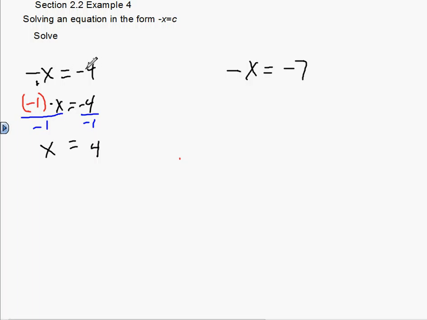Similarly, a real similar example going on over here on the next example. What you might want to think of is this is really like a negative 1x equals a negative 7, and how I would get rid of that then is I could multiply both sides by negative 1. And if I do that, what I will get is a negative 1 times negative 1 gives me a positive 1x equals a negative 7 times negative 1, which gives me a positive 7.